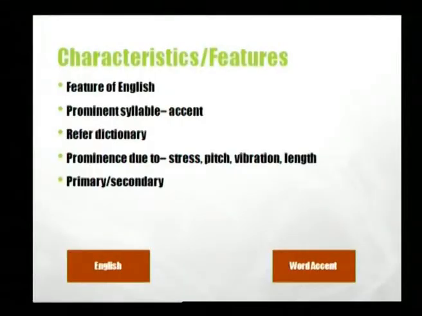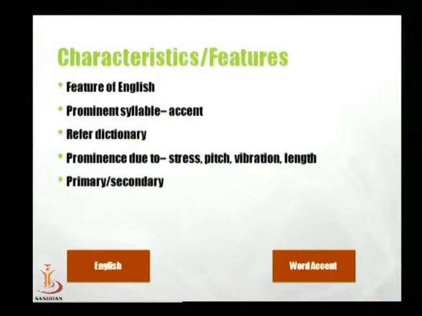So today in this lecture we are going to be talking about accent. Maybe the why, the how, the when, and of course a lot of practice. That's what we will do in this lecture. So the lecture is, as you can see, about word accent. Let us look at the characteristic features of word accent. This, as I mentioned to you right at the beginning, is important as it is a feature of English.